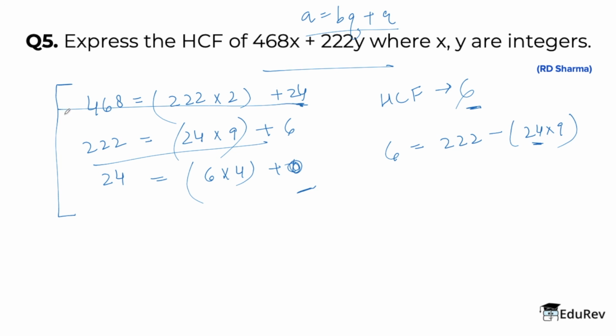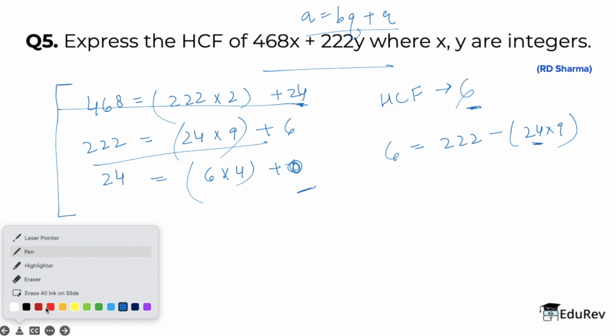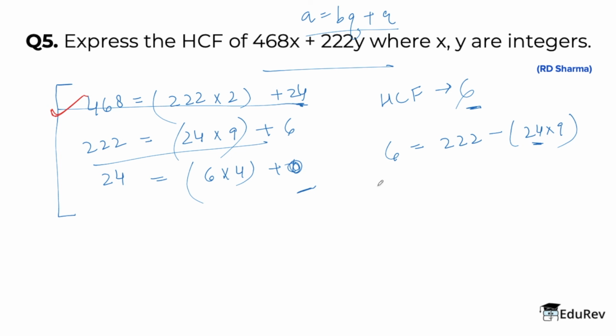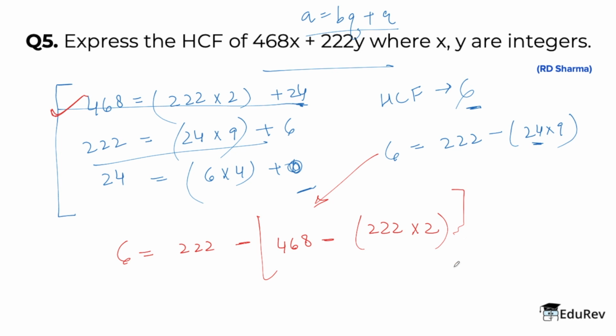Here, use equation 1 in this. So if I use equation 1 to write this, this equation is going to be 6 equals to 222 minus, now 24 can be written as what? 468 minus 222 into 2, and this whole will be multiplied by what? 9. Correct? This is my equation number 2, where we know that 468 was 222 into 2 plus 24 by equation number 1.